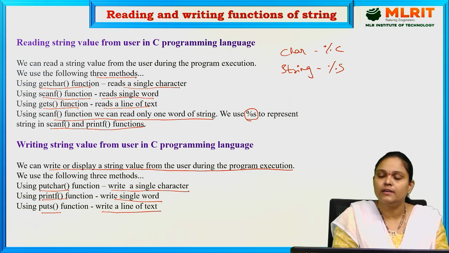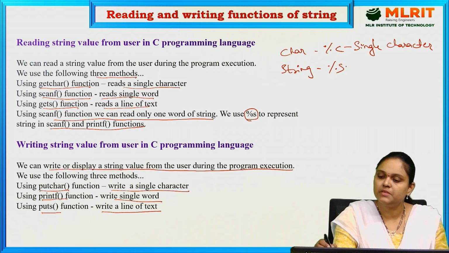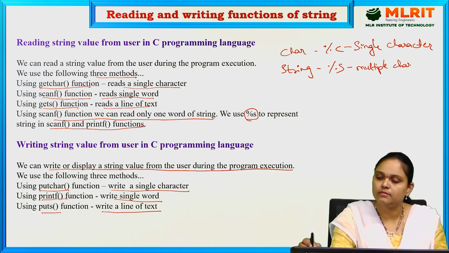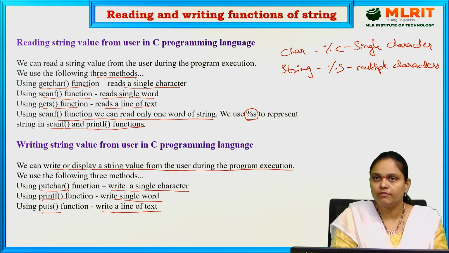So for the char data type here we can store only a single character, while %s can read multiple characters. And here one more difference between character and string: for a character we initialize the value using single inverted quotes, and coming to the string we use double inverted quotes to initialize the string values.